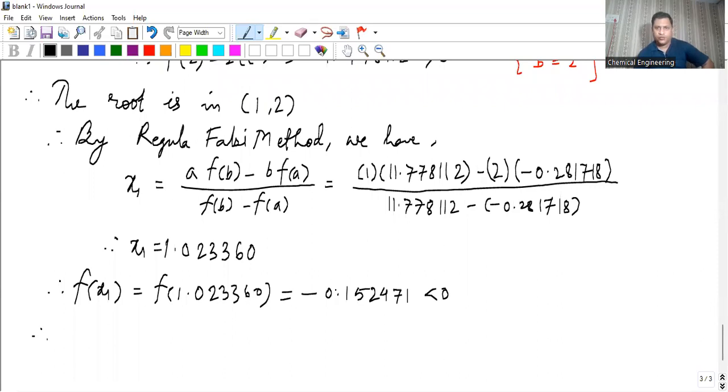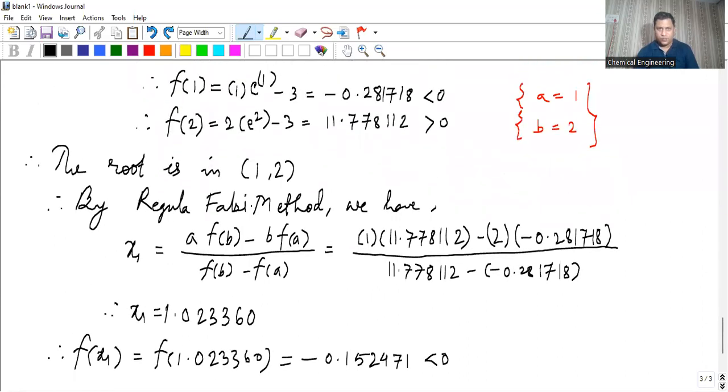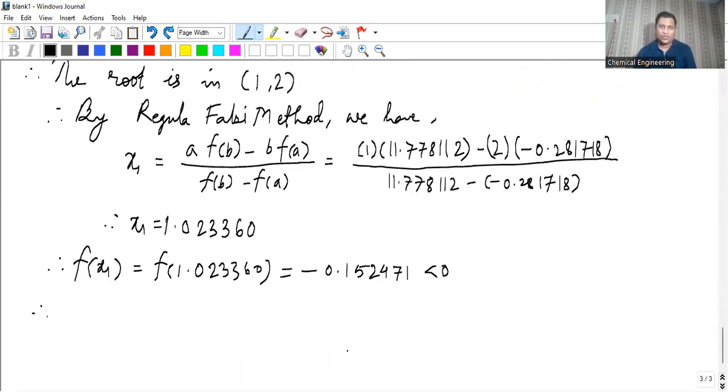Are you getting the values to be negative? Yes, sir. Okay. So what you can say is whether this is closer to 0 or the previous value is closer to 0. So the value at 1 is minus 0.2 and the value at 1.0 is minus 0.15. So which is closer? 0.2 is closer to 0 or 0.15 is closer to 0? 0.15 is closer to 0. So that means we have to update the value of A.